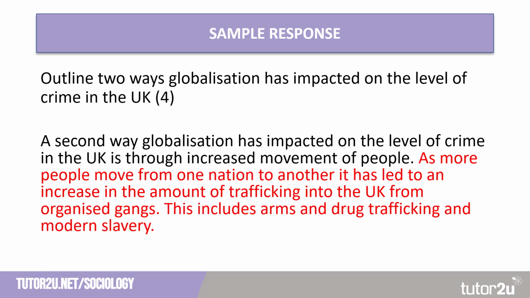As more people move from one nation to another, it has led to an increase in the amount of trafficking into the UK from organised gangs. This includes arms and drug trafficking and modern slavery. So there's our effect. Our cause was movement of people, and our effect is arms, drug trafficking and modern slavery increasing. That would get us 4 marks out of 4.